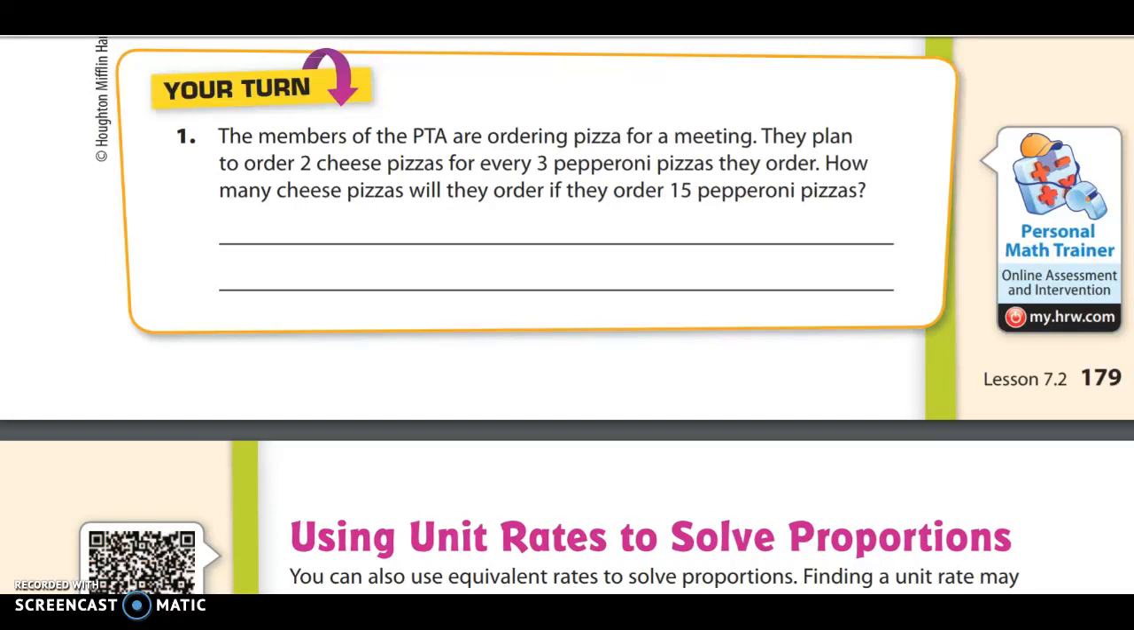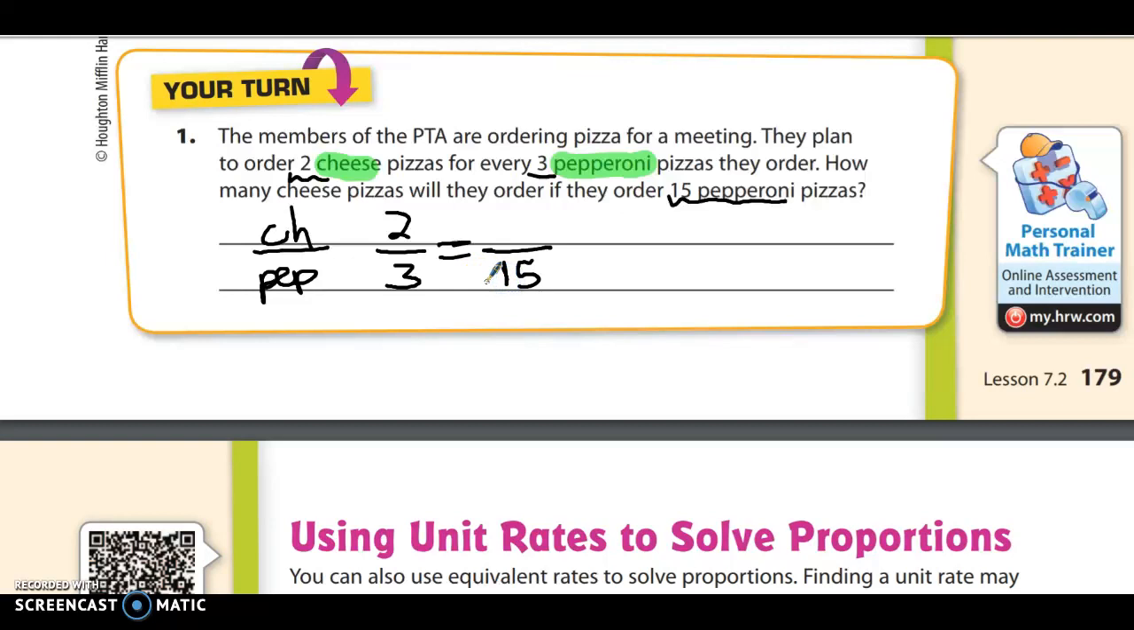It's kind of a lot of information here, so I'm going to go back and reread. We've got 2 kinds of pizzas. We've got cheese and pepperoni. And so I'm going to put cheese as my first term over pepperoni as my second term. Then I'm going to get the numbers. There's 2 cheese pizzas for every 3 pepperonis. How many cheese pizzas will they order if they order 15 pepperonis? I chose to put 15 as my second term because it goes with the pepperoni side.